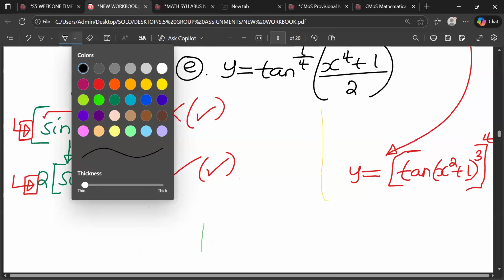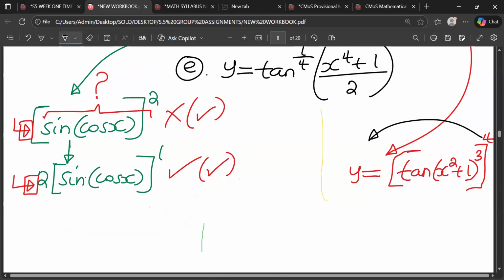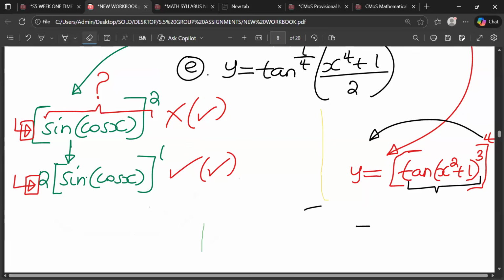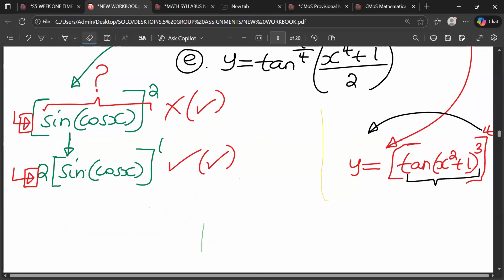How? You bring this 4 and drop it, so you'll have a 4. Then you bring back the whole of that with the reduced power, which is 3, then you differentiate what is inside. So how to differentiate what is inside, you know. You first differentiate the angle. Hey, you people, they are not hard, but they are just bulky. So they are there to just ease your mind.